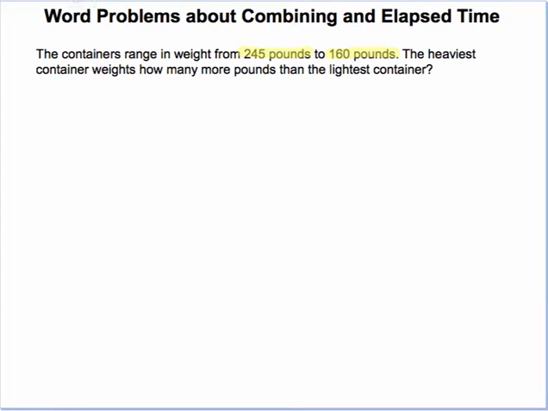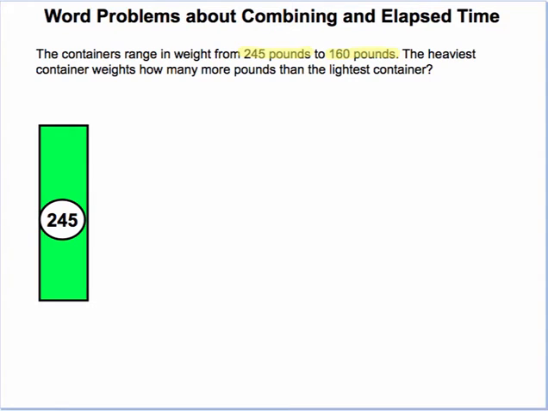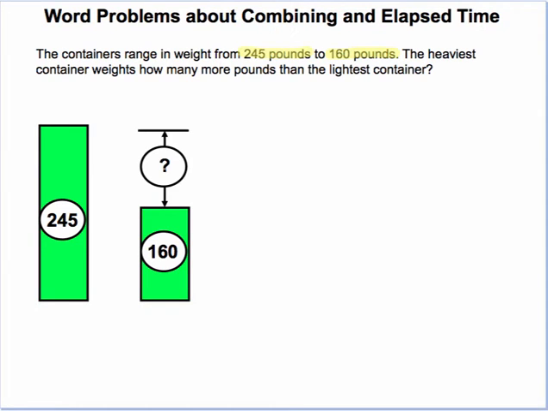Now let's draw a picture to illustrate our problem. So we have one container that is 245 pounds, and we have a smaller container that is 160 pounds. And we need to figure out what the difference between the two of them is. So, in order to do that, we need to set up a subtraction problem.